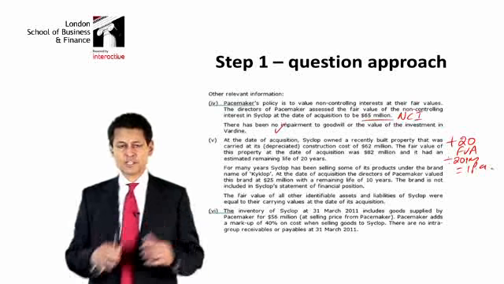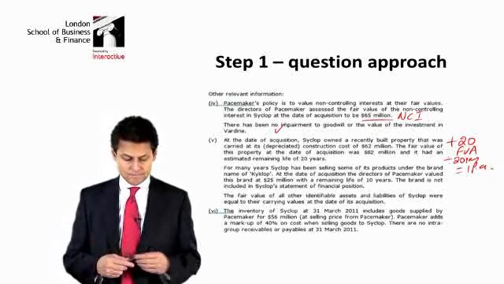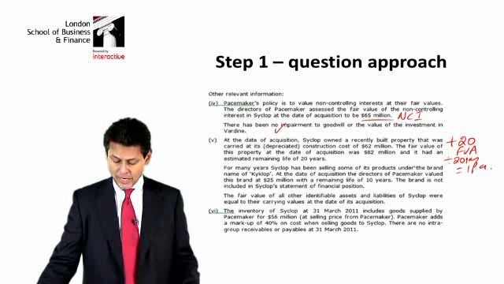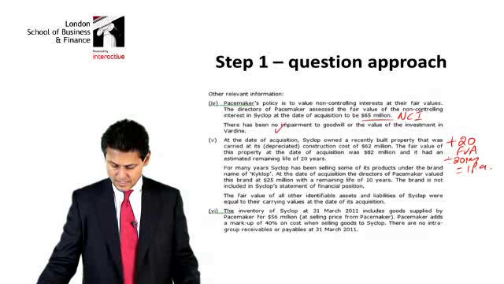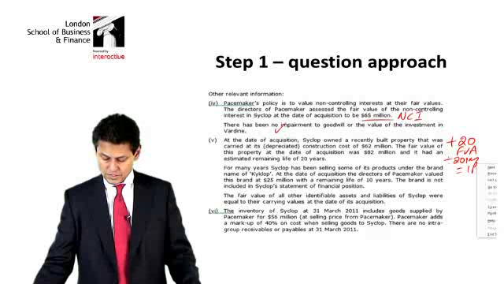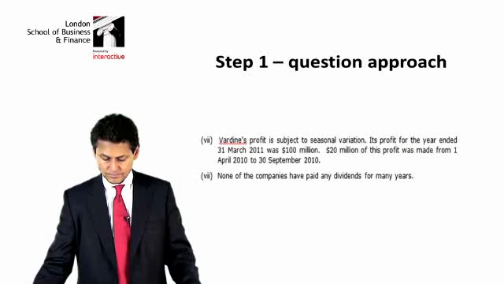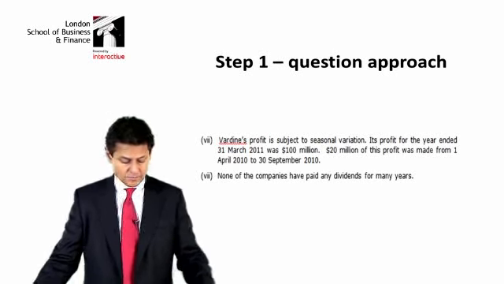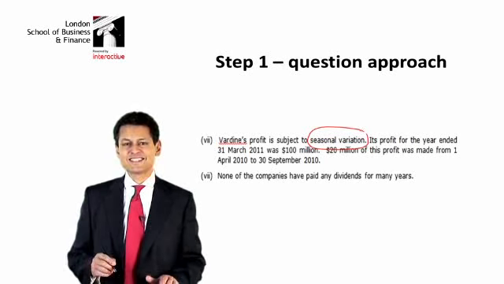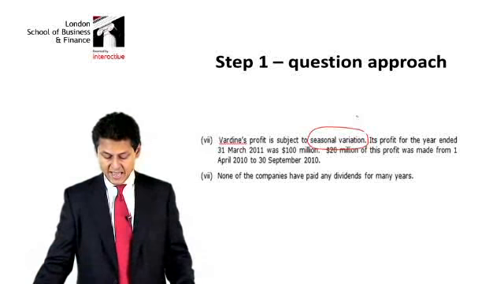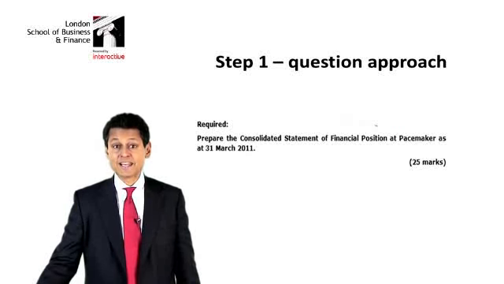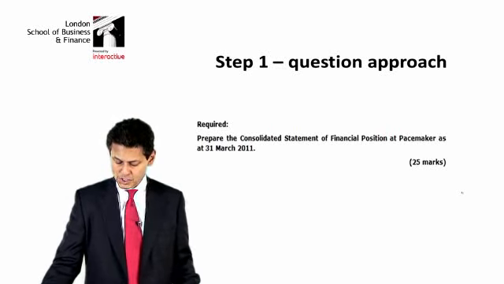So these are things you're doing in the first few minutes of picking up the question. And then there's something about brand valuation. You can have a look at that. And something about inventory. All of these things we will see in due course. It then says Vardine's profit is subject to seasonal variation. That's a little bit of a challenging point. So we'll do that in due course very carefully. So please have a read of the question.